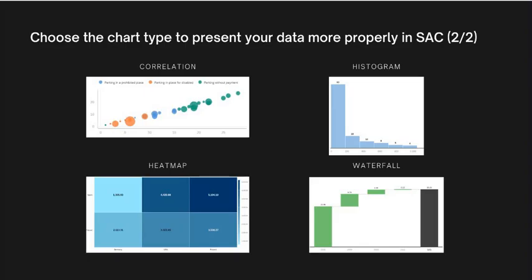And waterfall. The waterfall chart is used to show changes in the initial value, leading to the accumulation of the total value. Columns have different color coding to define positive and negative values. So these are the most common charts I've used in an SAC project, and hopefully this will help you choose the right chart for you in your BI project.